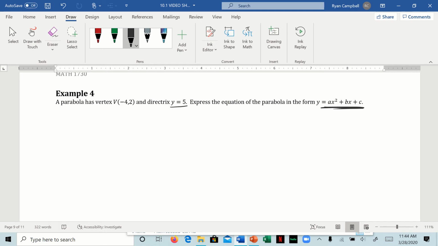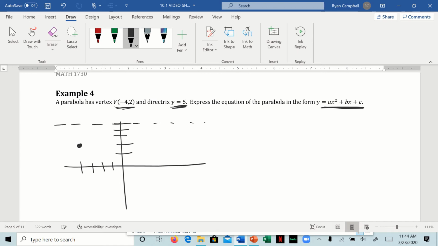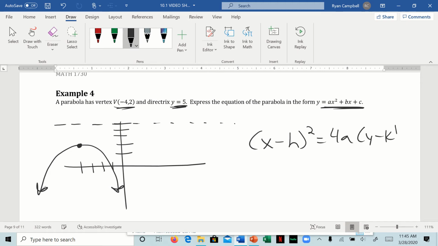So if the directrix is y equals 5, and we have a vertex at (-4, 2), let's actually graph that. So (-4, 2). So we have the directrix at y equals 5. So this is where the directrix is. It can't go past that, which means what direction does our parabola have to go? Hopefully you see it has to go down. So since it's going down, we know that we have (x minus h) squared equals 4a times (y minus k).